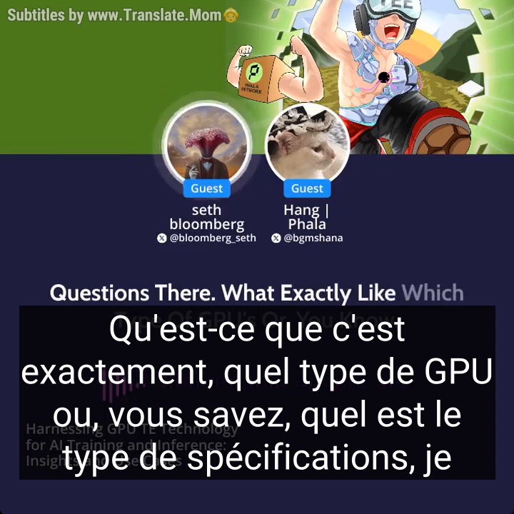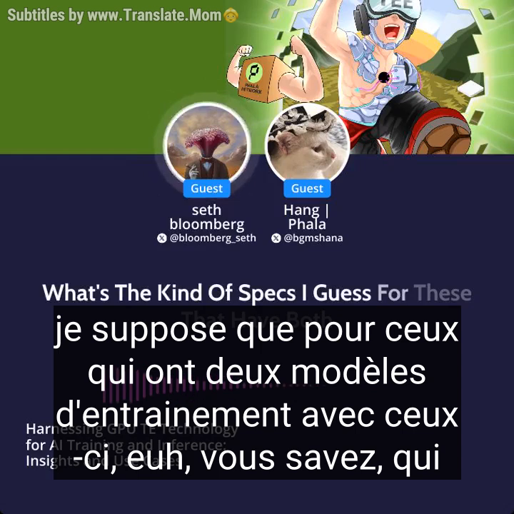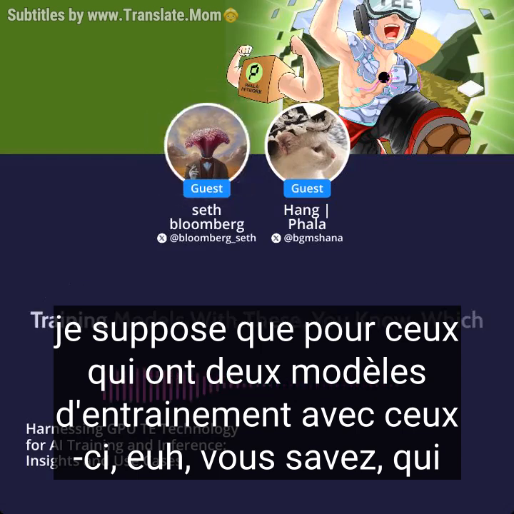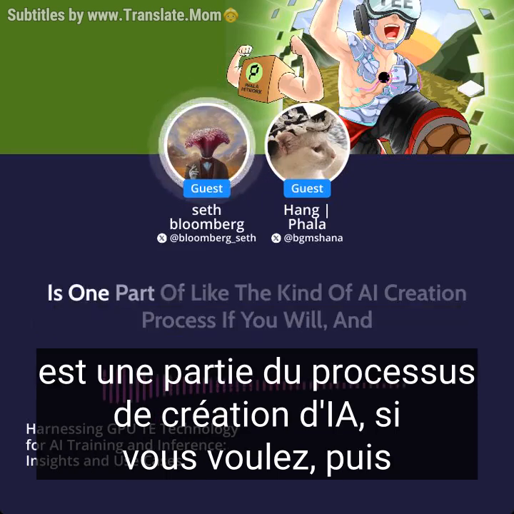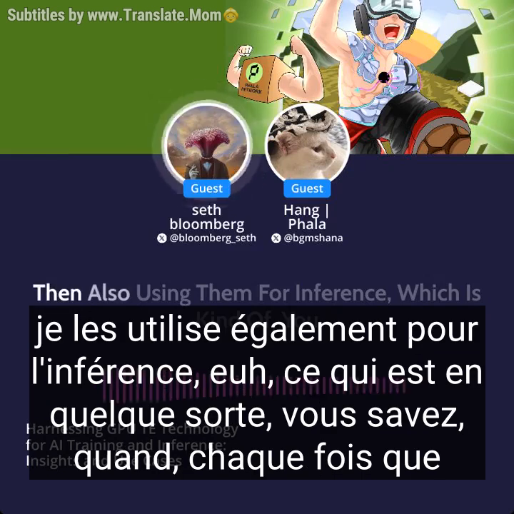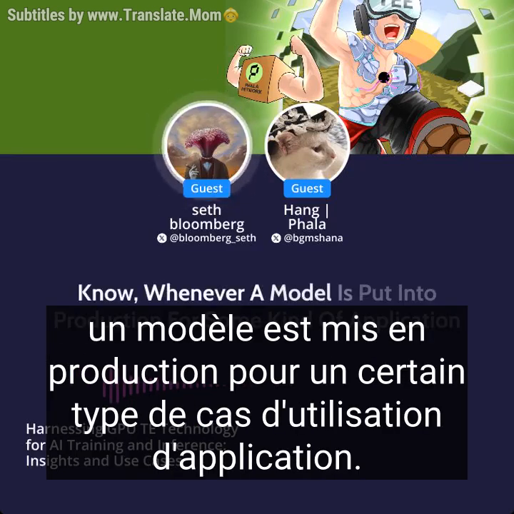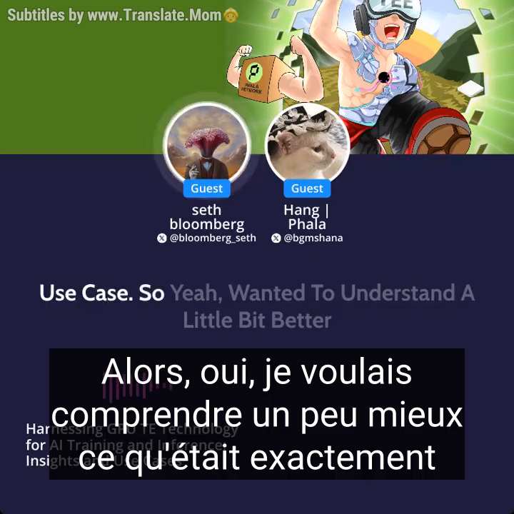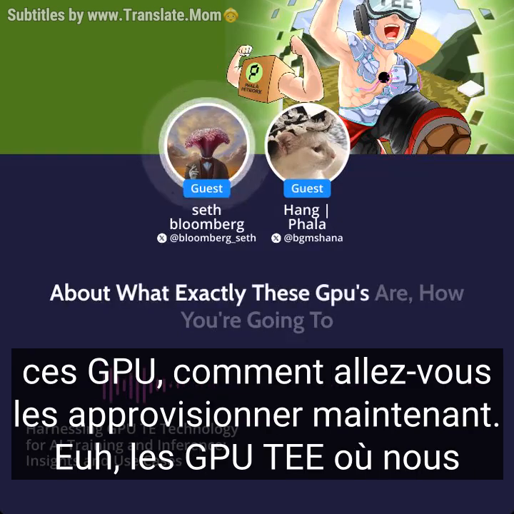What exactly, like, which type of GPUs, or what's the kind of specs, I guess, for these that have both training models with these, which is one part of the kind of AI creation process, if you will, and then also using them for inference, which is whenever a model's put into production for some kind of application use case. So yeah, wanted to understand a little bit better about what exactly these GPUs are, how you're going to source these.